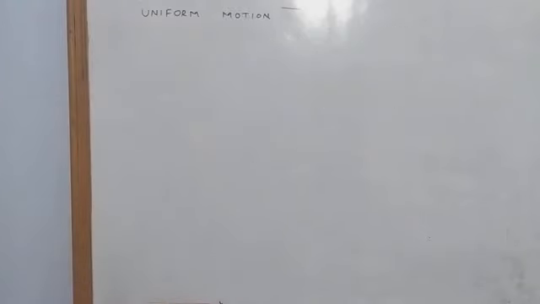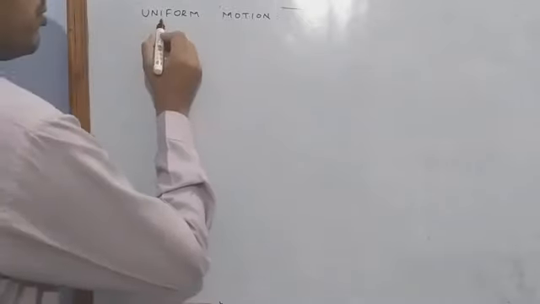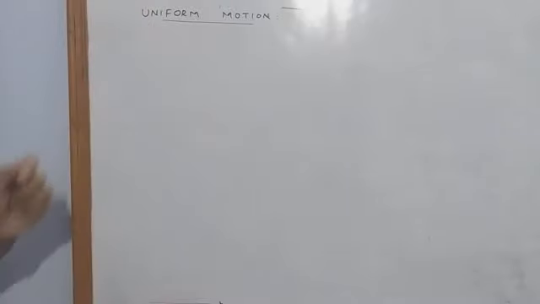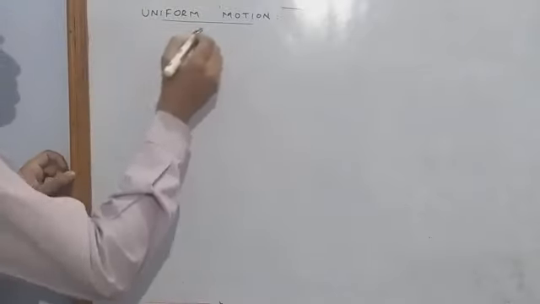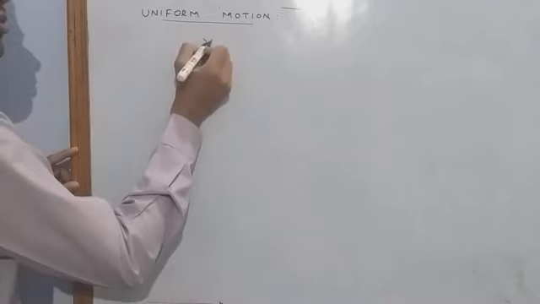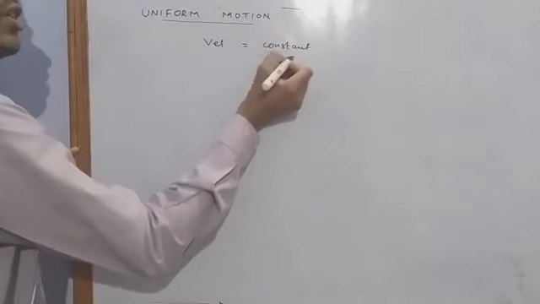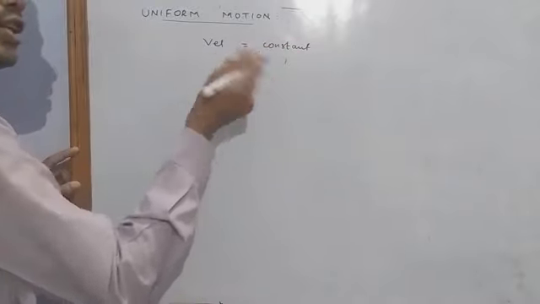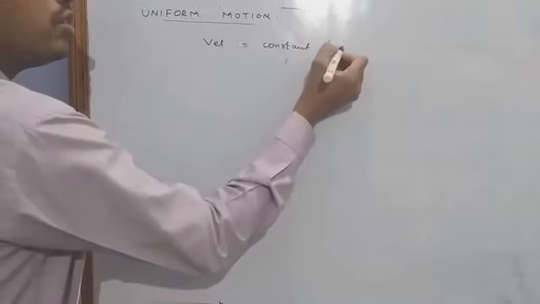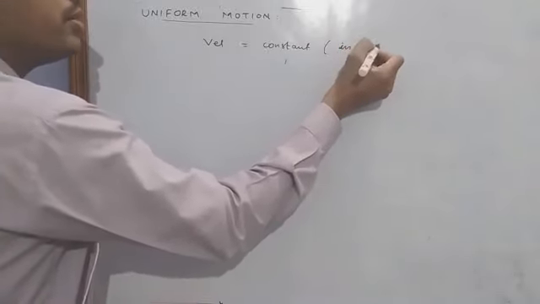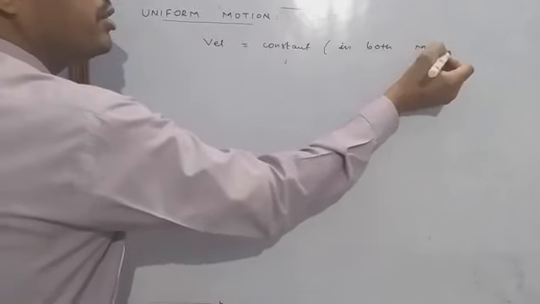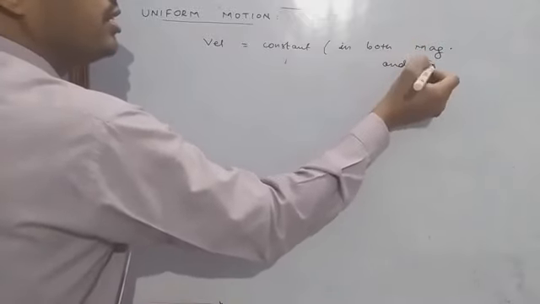Okay. The next topic that we will discuss, students, is uniform motion. You know the literal meaning of uniform. Uniform means something which remains constant with time. It does not change. Uniform motion is that motion in which the velocity vector is constant. When I say constant, I mean it has constant value, it has constant direction. Constant in both magnitude and direction.